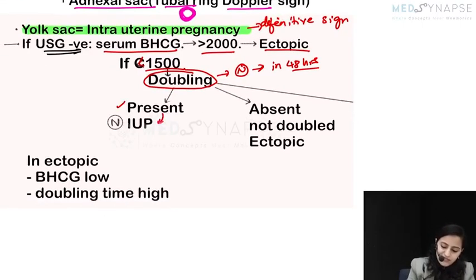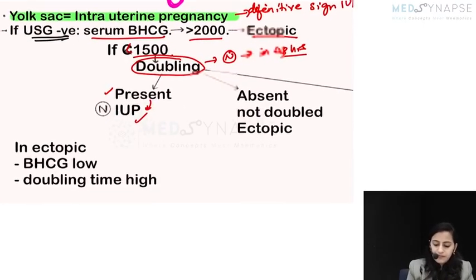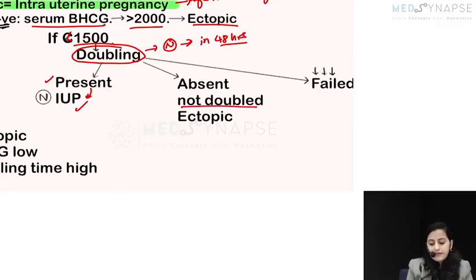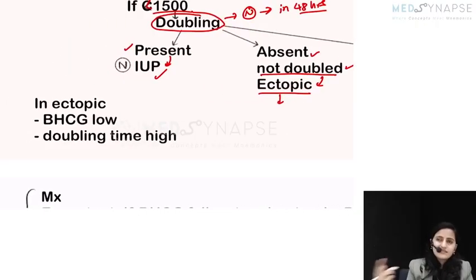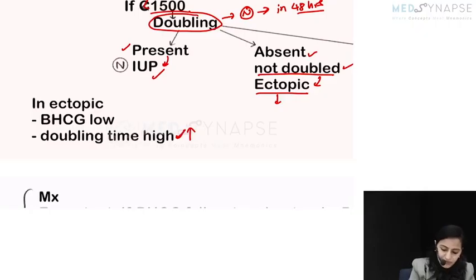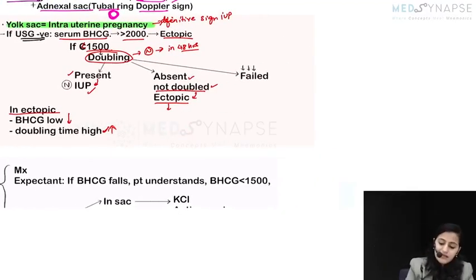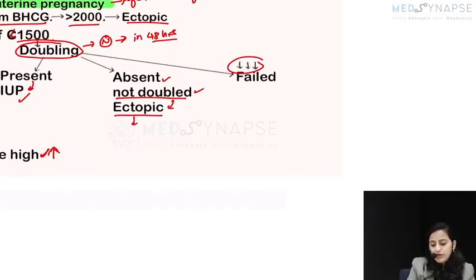So if the doubling is present, that means it's a normal pregnancy. If the doubling is absent, it is not doubled. That means it is ectopic, because in ectopic, the beta HCG values do not rise as much as in a normal pregnancy. So the doubling time is increased. Remember, in ectopic, the beta HCG is comparatively low and the doubling time is also more. And if the beta HCG values are decreasing, after 48 hours I see that it has decreased from before, that means it's a failed pregnancy.